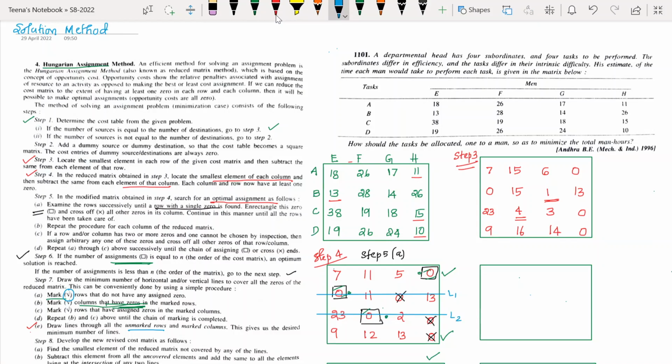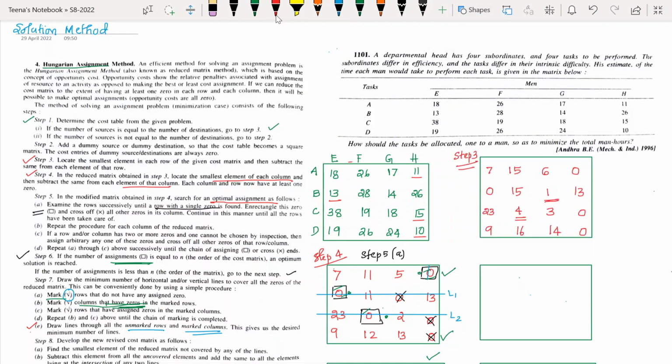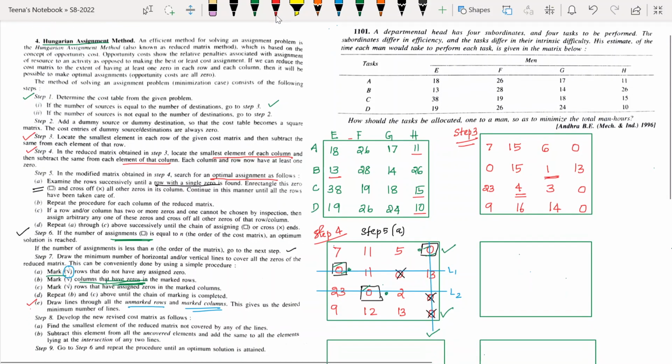Then draw a line through marked columns. There is only one marked column, and that is the last column, so let me call this L3. You can see that there are only 3 lines. If the minimum number of lines is equal to the order of the matrix, the procedure would have completed at this stage itself, even before proceeding to step 4. But now we have only 3 lines.